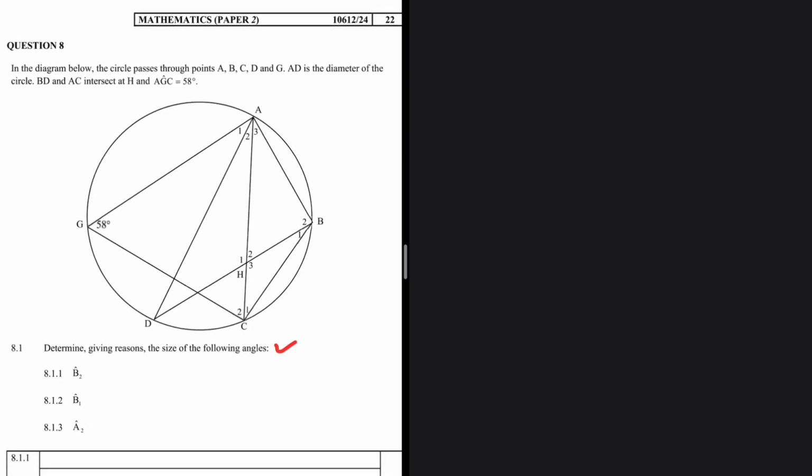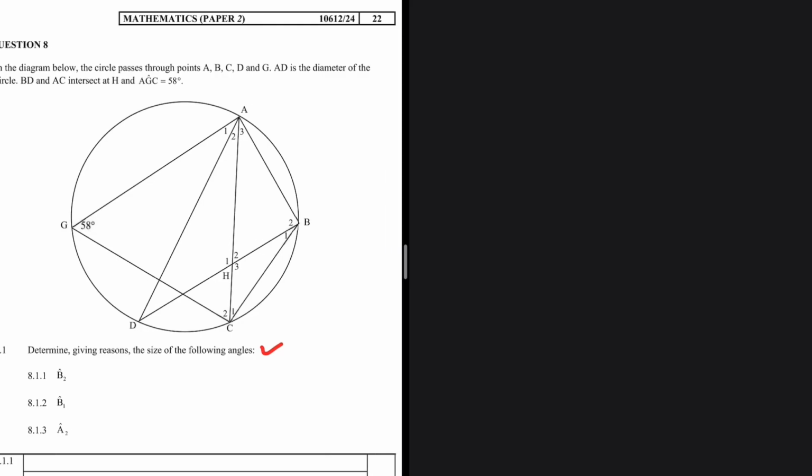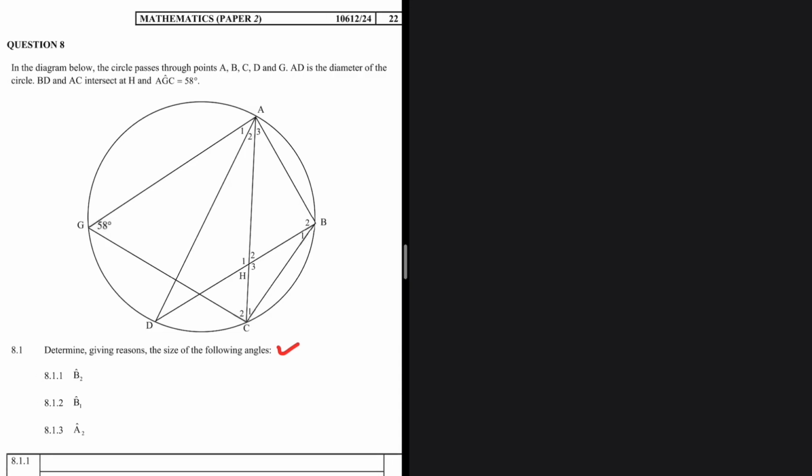Determine, giving reasons, the size of the following angles: B2, B1, and A2. Let's go through the question statement and see what information we can extract. In the diagram below, the circle passes through points A, B, C, D, and G. AD is the diameter of the circle.